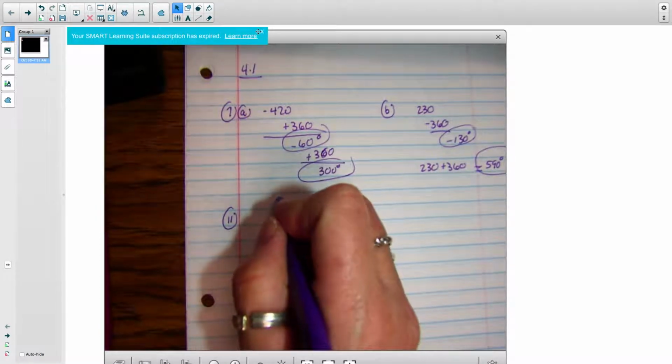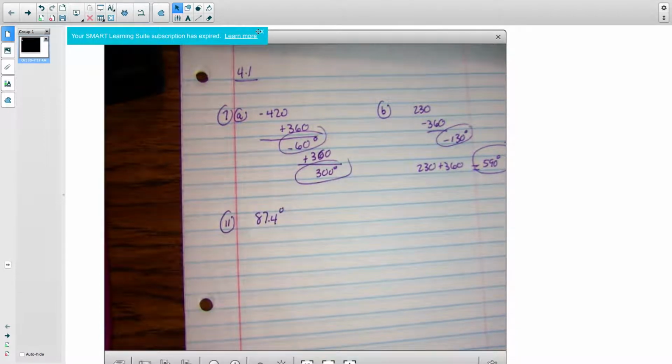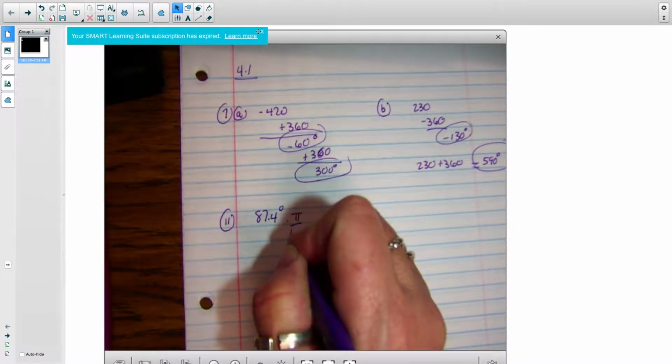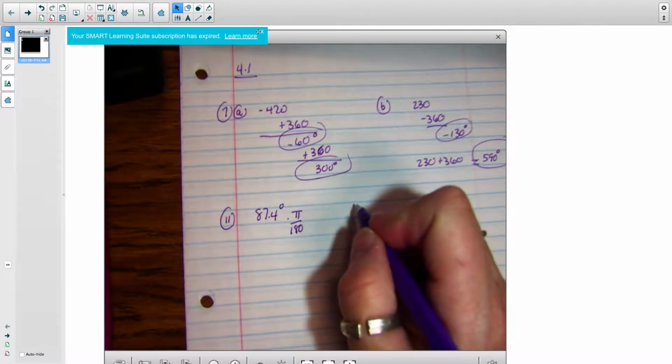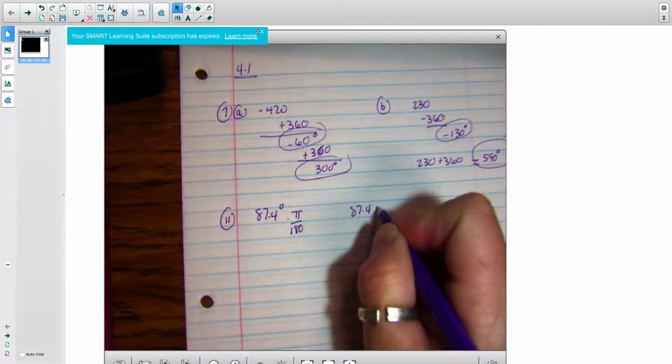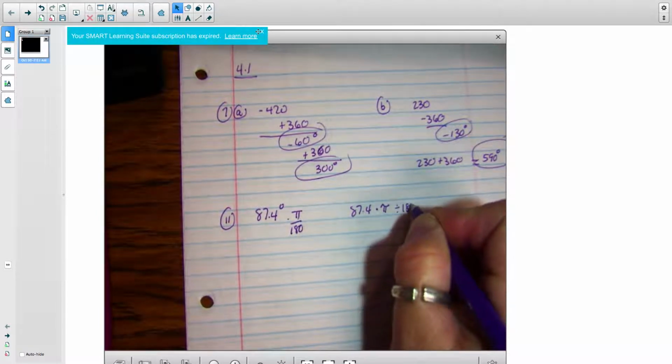11. Convert 87.4 degrees to radians. How do you convert degrees to radians? Multiply it by pi over 180. So in your calculator, you do 87.4 times pi, divide by 180.